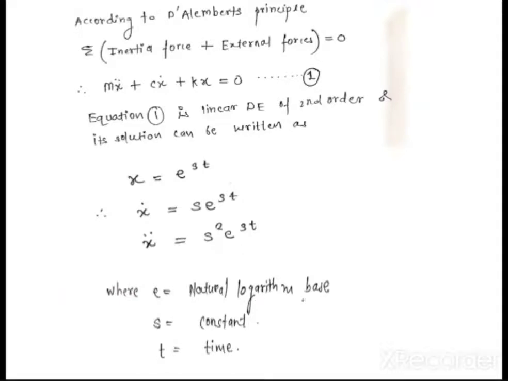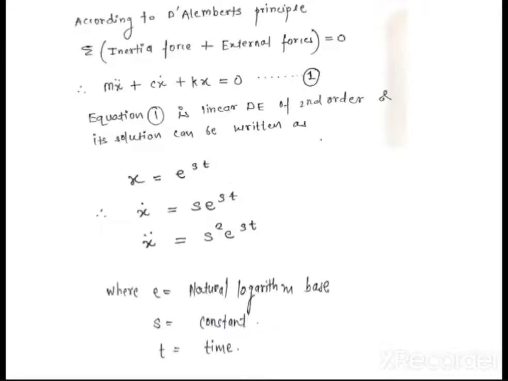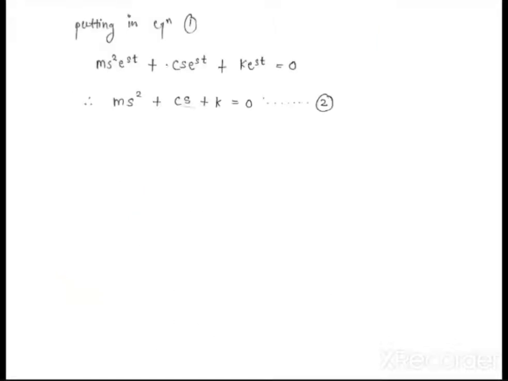Now what is e? e is the natural logarithm base, s is the constant, and t is nothing but the time. This you already know. Next, you have to put this in equation number one. Put x, x dot and x double dot in equation number one. So what are you getting?